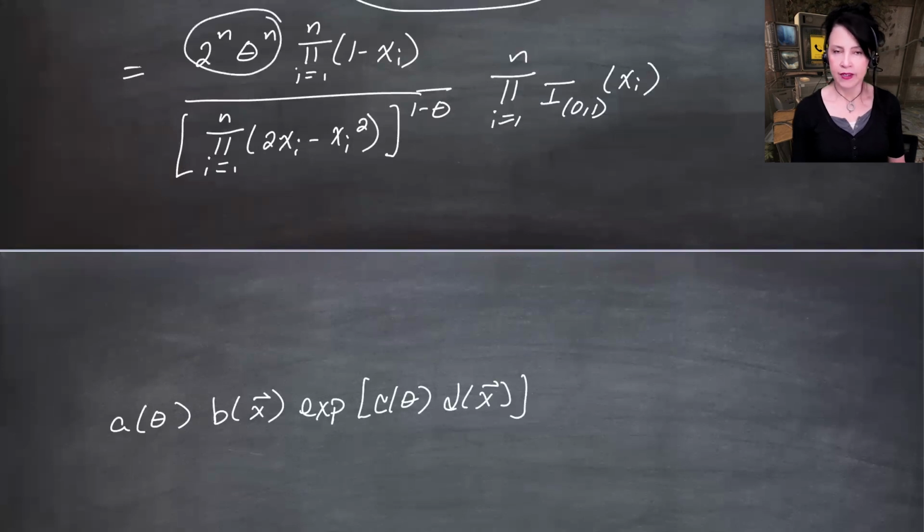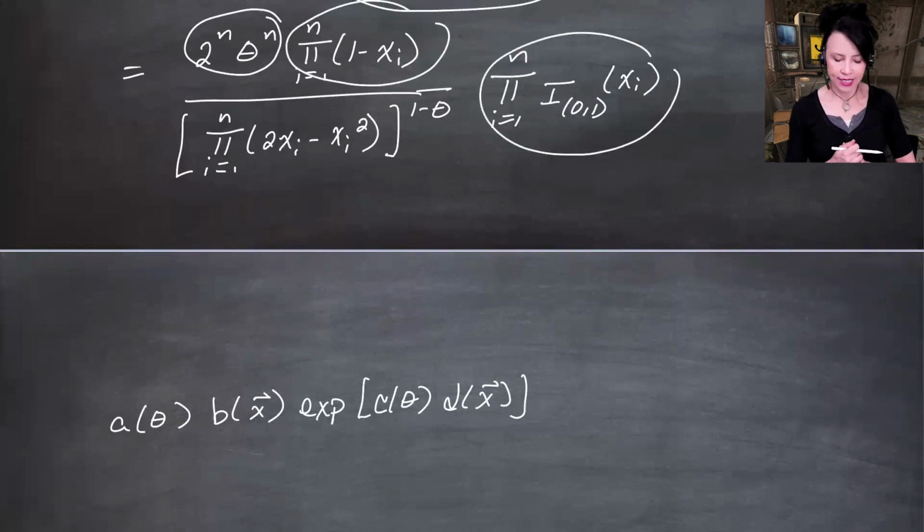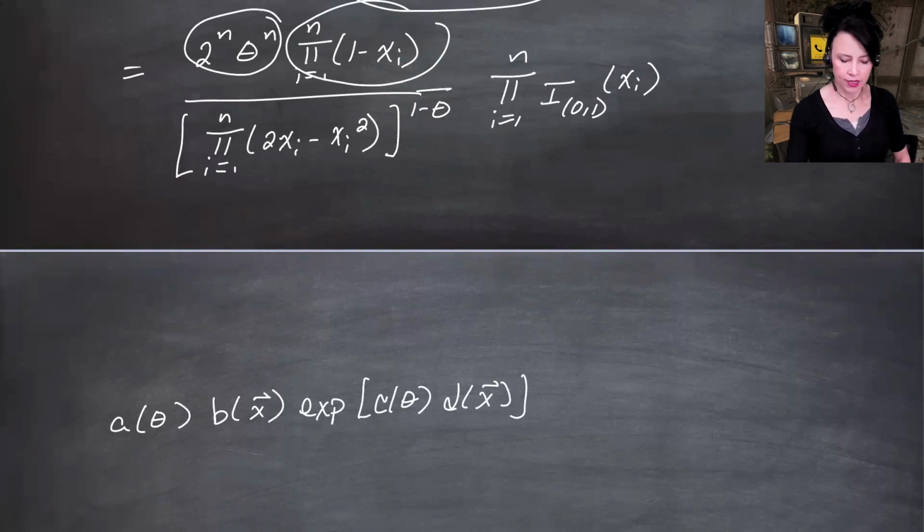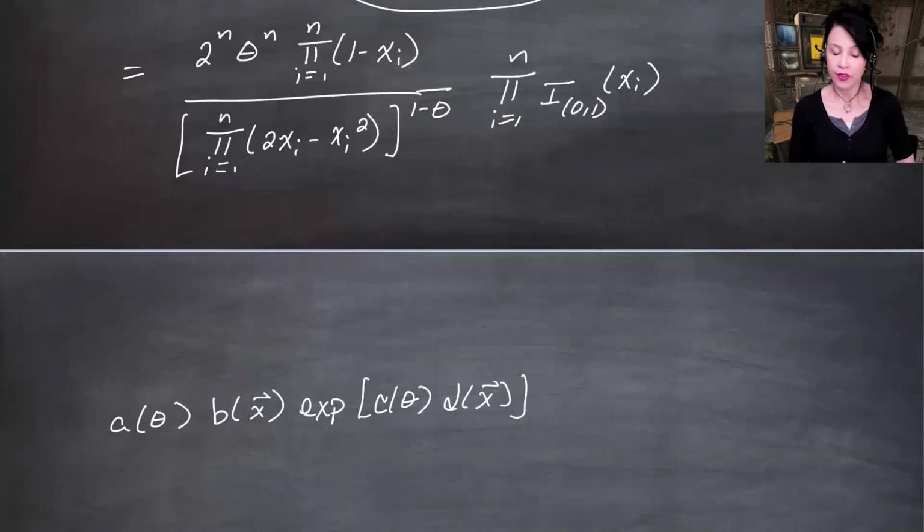This looks like pure theta stuff. You could put that 2 to the n anywhere. This looks like pure x stuff, and so does this. And then here is where the x's and the thetas are kind of tangled up. So we're going to do our e and log trick.